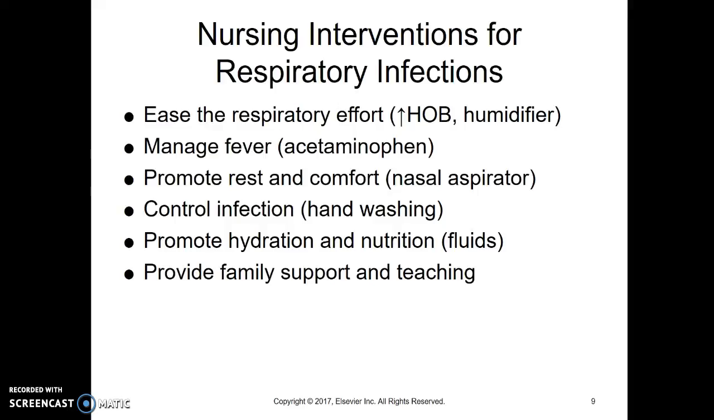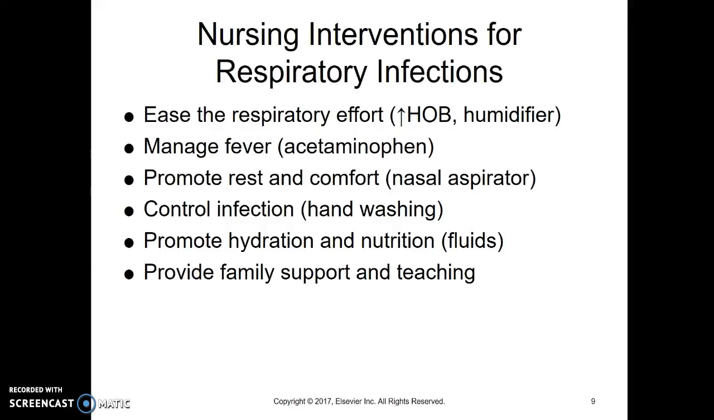And then controlling infection, hand washing. Let's prevent these kids from getting illnesses as much as we can, which also means if they're playing with cousins or whatever, the kid who's sick needs to not be mixed in with the other kids. We need to clean toys between kids, all those sorts of things.